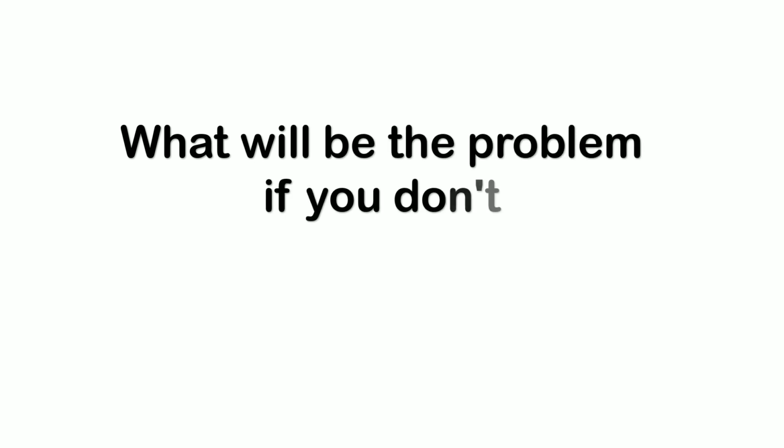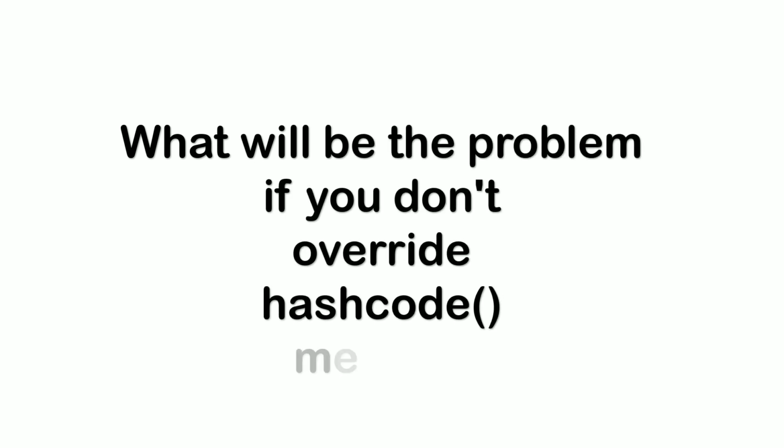Next question is, what will be the problem if you don't override hashcode method? To be honest, if you are not touching the equals method, then there is no problem even if you don't override the hashcode method. But you must override hashcode in every class that overrides equals method, because failure to do so will result in a violation of the general contract for Object.hashCode, which will prevent your class from functioning properly in conjunction with hashcode based collections, including HashMap, HashSet, and Hashtable.